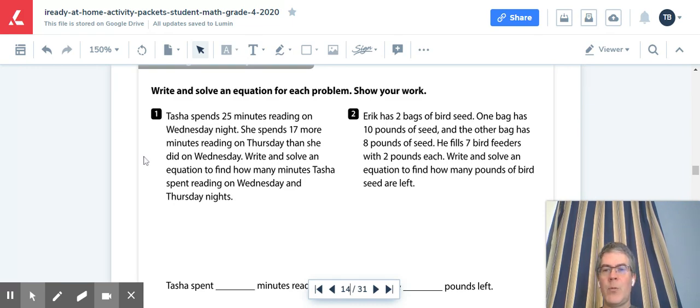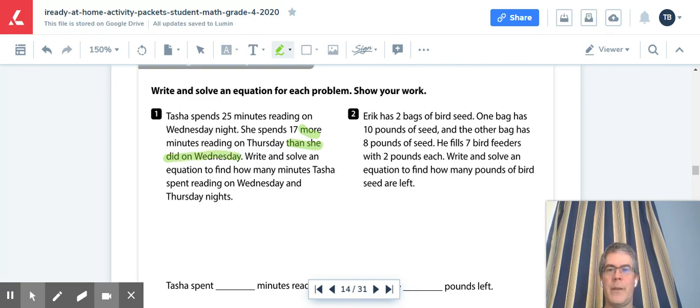For example, in number one, Tasha spends 25 minutes reading on Wednesday night. She spends 17 more minutes reading on Thursday than she did on Wednesday. Write and solve an equation to find out how many minutes Tasha spent reading on Wednesday and Thursday nights. So the key language in there is she didn't spend 17 minutes reading on Thursday. It was more than she did on Wednesday.